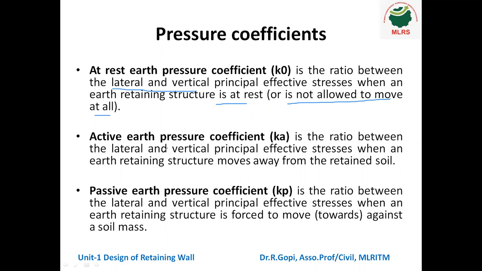Okay, next, coming to active earth pressure quotient. It is nothing but Ka. In some books, they mention Ca. Okay, Ca or Ka, I mention Ka. So the active earth pressure quotient is the ratio between lateral and vertical principal effective stresses when an earth retaining structure moves away from the retained soil. Moves away from the retained soil.